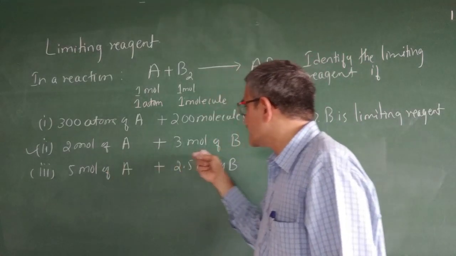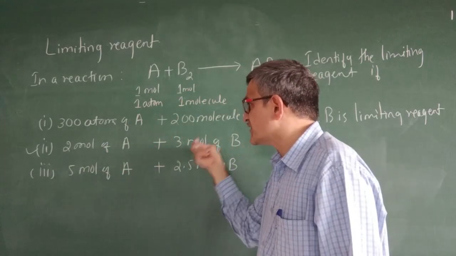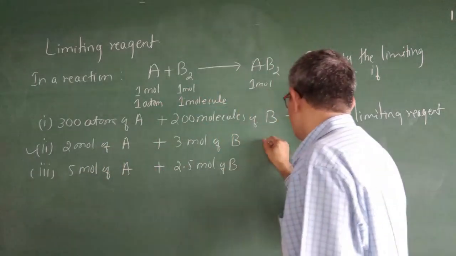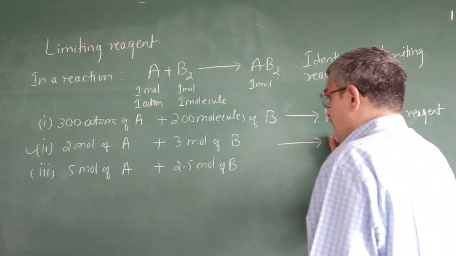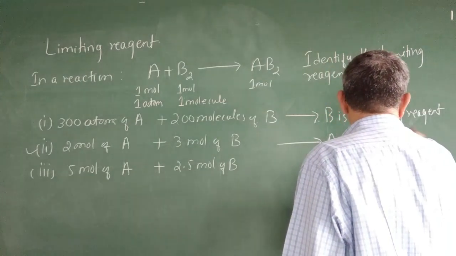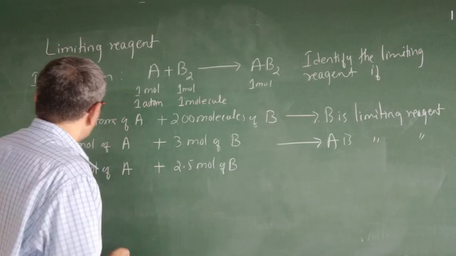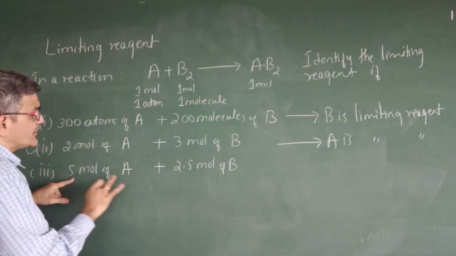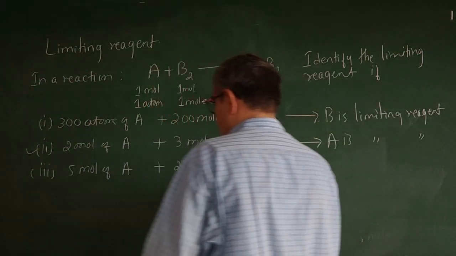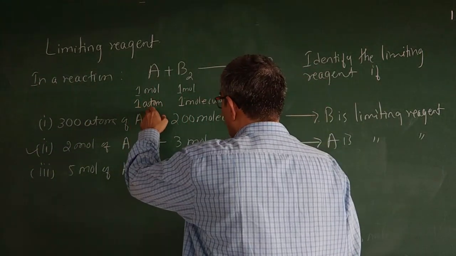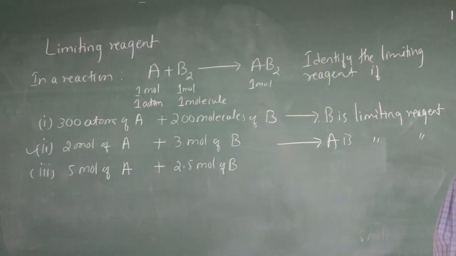In the second one, what is the limiting reagent? For 1 mole, 1 mole was needed; for 2 mole, 2 mole is needed. Here 3 is there, which means it is in excess, and the other is less. So in this example, A is the limiting reagent. Next one, the third one: 5 mole of A and 2.5 mole of B.